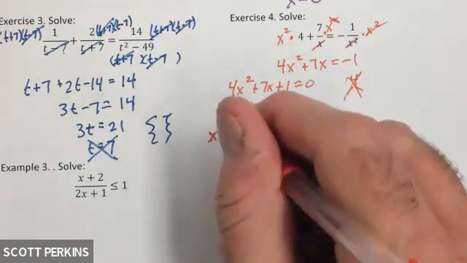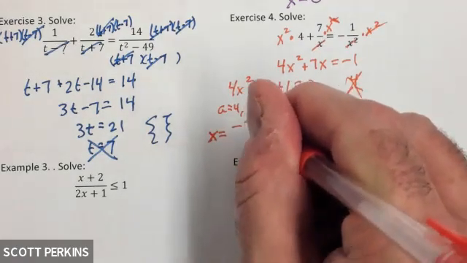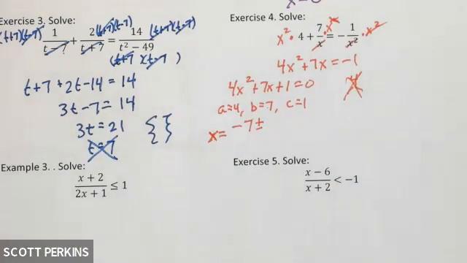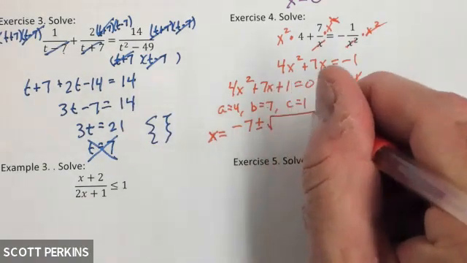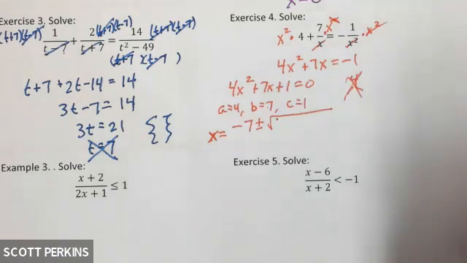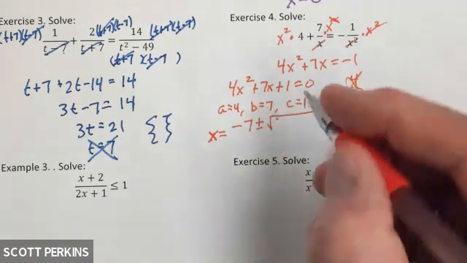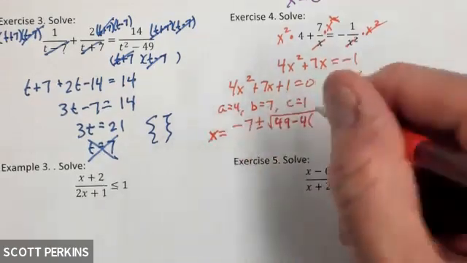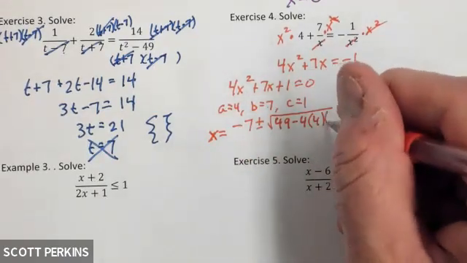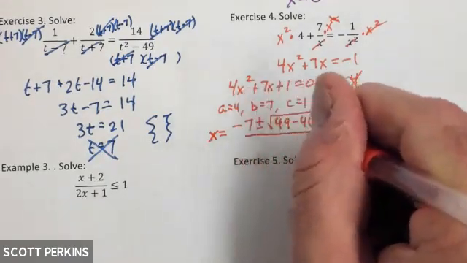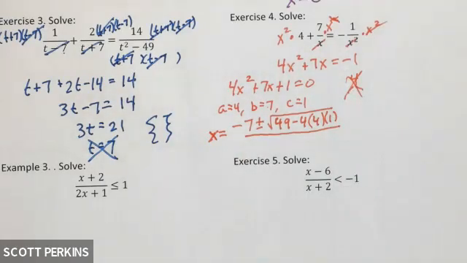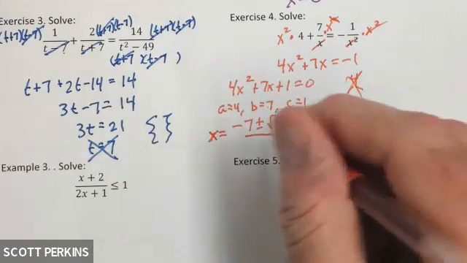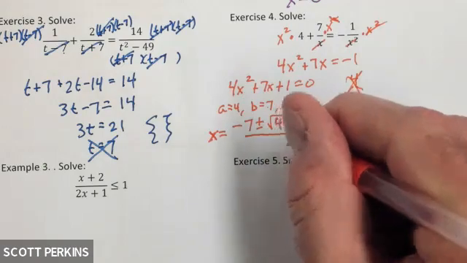Negative B, sure. So B is 7, negative B plus or minus. What's next? Okay, square root of B squared minus 4AC, the discriminant. So B squared, 7 squared is 49. Minus 4 times A, which is 4, and C, which is 1. And then what's in the denominator of my quadratic formula? Beautiful, 2A. So 2 times 4 is going to be 8.